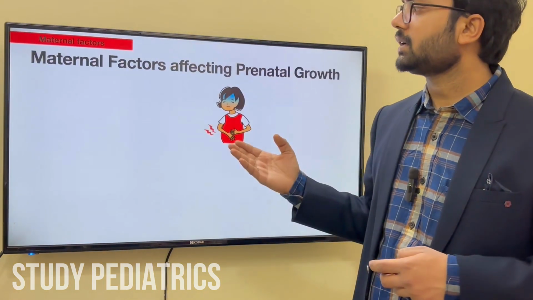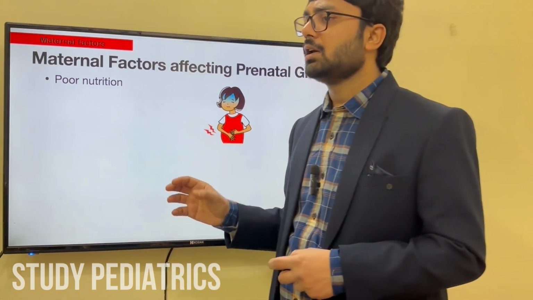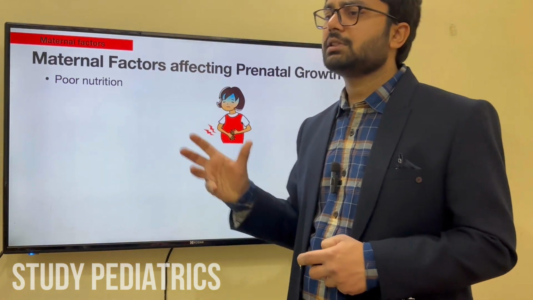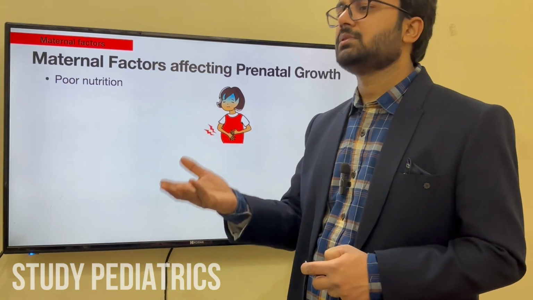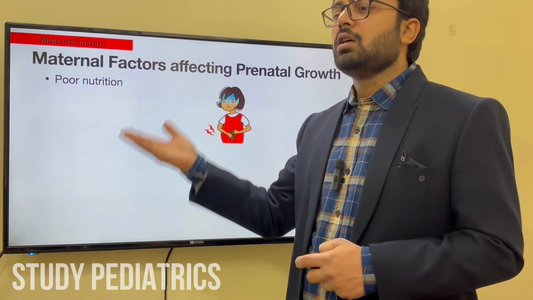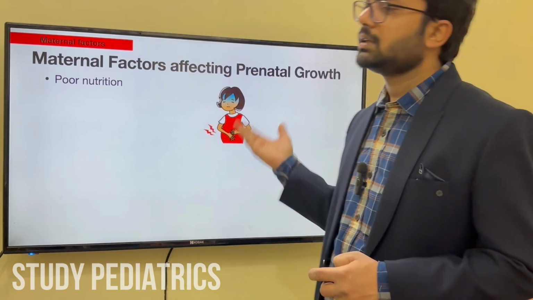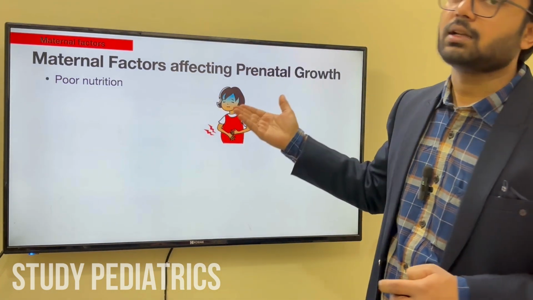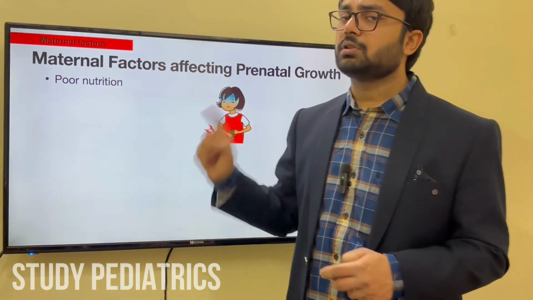Now, the genetic factors and the maternal factors are basically the poor nutrition. A poorly nourished or undernourished mother basically gives rise to an undernourished child, which later becomes an undernourished female, and that undernourished female again develops into an undernourished mother and then an undernourished baby. So this is a vicious cycle. It has to be broken. In order to break this cycle, we have to provide the nutrition.